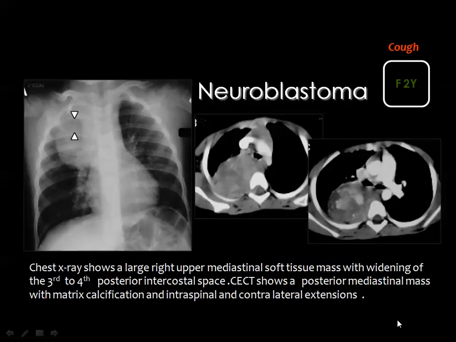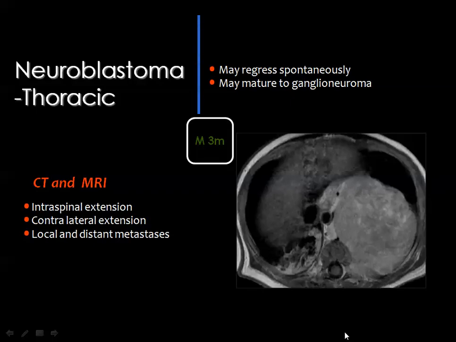Then this is a case also of neuroblastoma, and you see this mass, and in the CT scan you easily appreciate the presence of calcium, and also you can see the extension inside the spinal canal. MRI may be used for evaluation of thoracic neuroblastoma, and the main value of MRI is to see the intraspinal extension and compression of the cord, and this is a big mass on the left side, which is not extending inside the spinal canal. This is the cord surrounded by regular CSF.